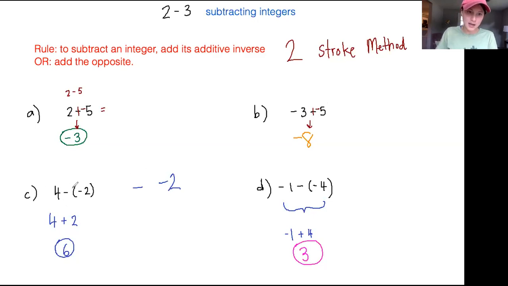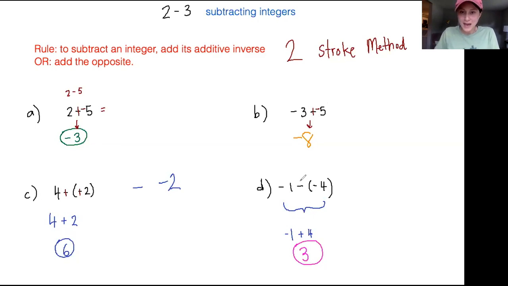For C, again, I can add the opposite. So if it's a positive, I'm making it a negative. If it's a negative, I'm turning it into a positive. So I turned this into adding the opposite sign of that number that comes next, which is positive. So I now have 4 plus +2, which is 4 plus 2, and that's 6. So that worked out for me.